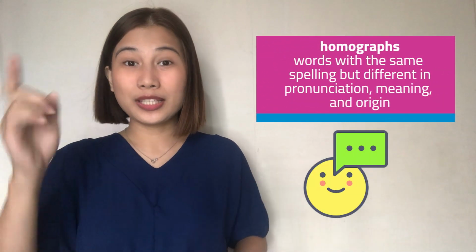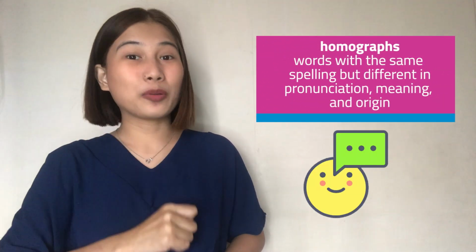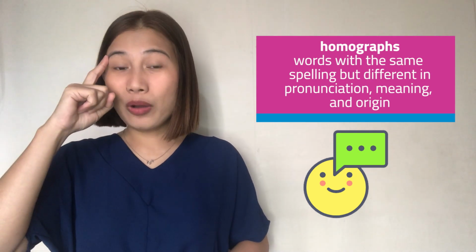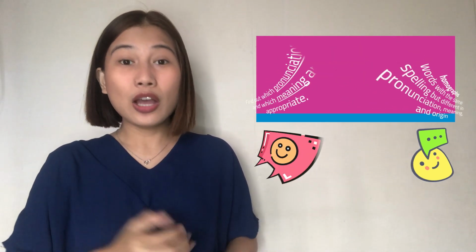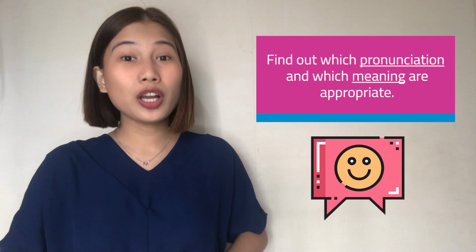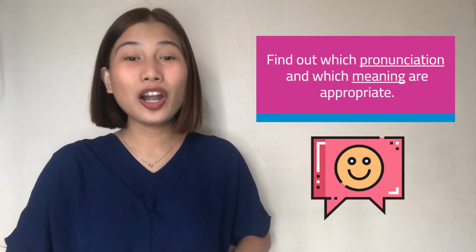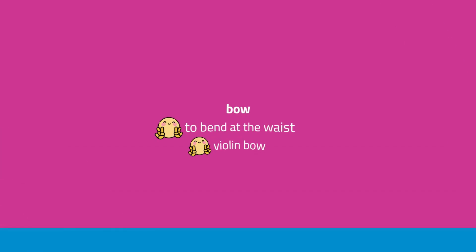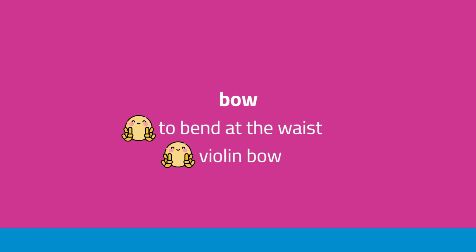Homographs are words with the same spelling but different pronunciation, meaning, and origin. You must know how a homograph is used in a sentence for you to find out which pronunciation and which meaning are appropriate. Here are some homographs to study. Bow, to bend at the waist. Bow, as in violin bow.